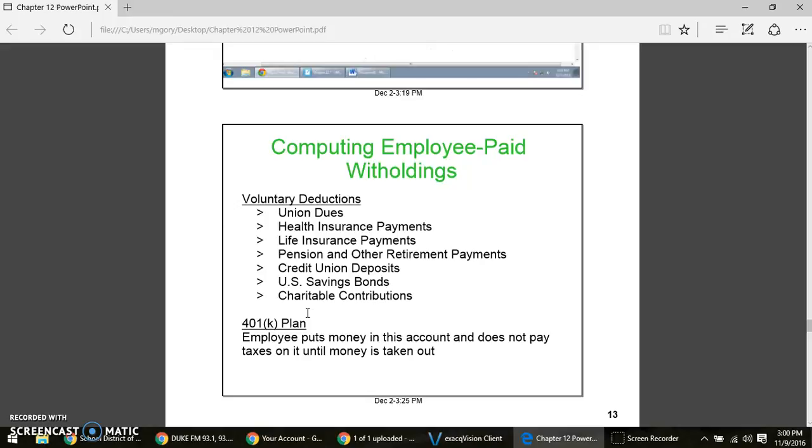A 401k plan is when an employee puts monies from the paycheck into an account for retirement and does not pay taxes on it until the money is taken out at a later date. In some cases, you'll have employers who will match this percentage if it stays within a certain range. So if you put 2% of your paycheck in, the employer will put 2% in also. You'll get a 4% contribution.